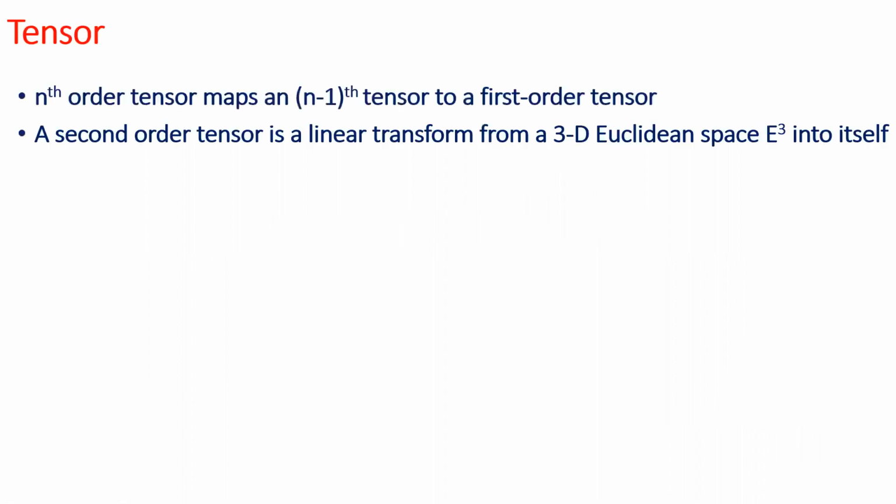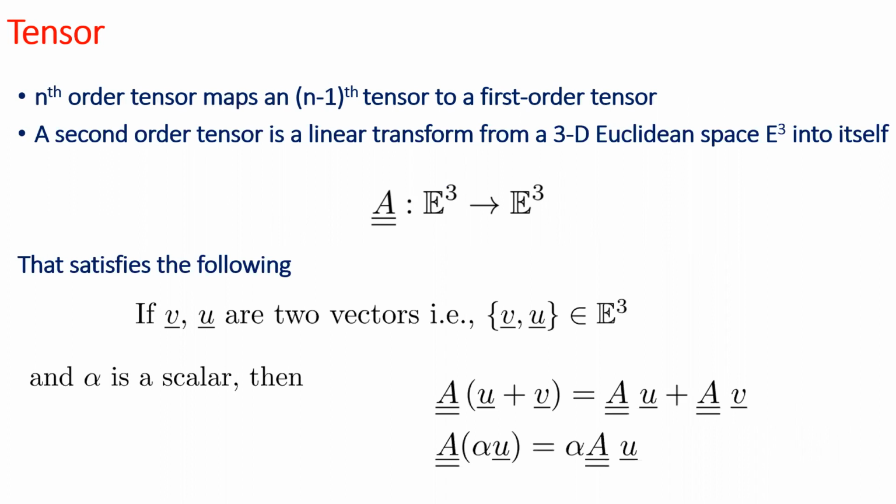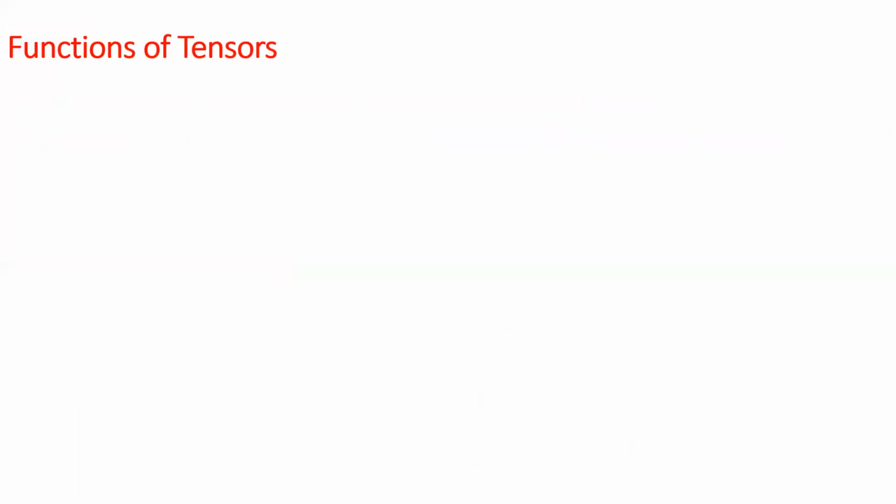So this is how we have defined what a tensor is, especially a second order tensor: it maps from a Euclidean space to the same Euclidean space, and it is a linear function, and a linear function has the following properties, right? And then we did some operations, right? So this is all familiar stuff so far. So we will begin with functions of tensors.